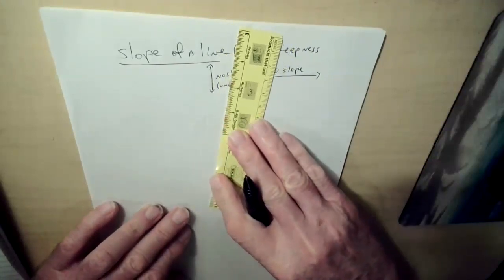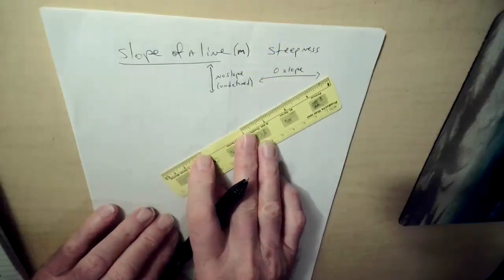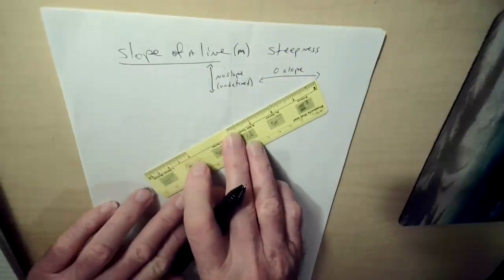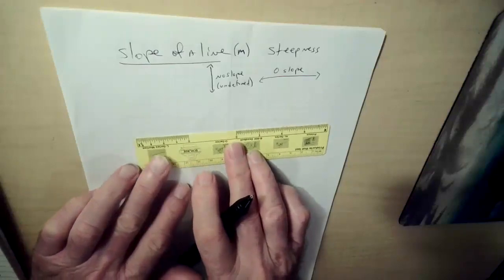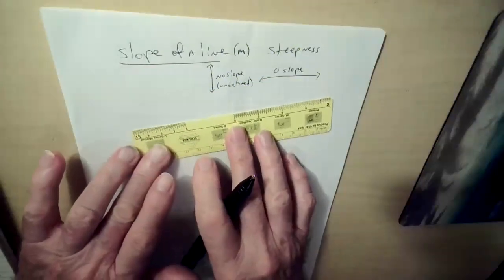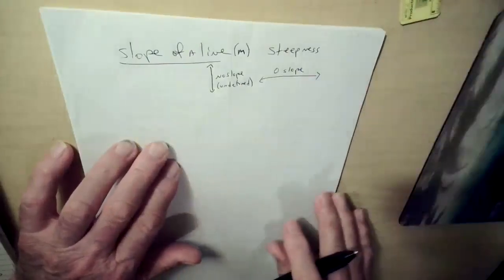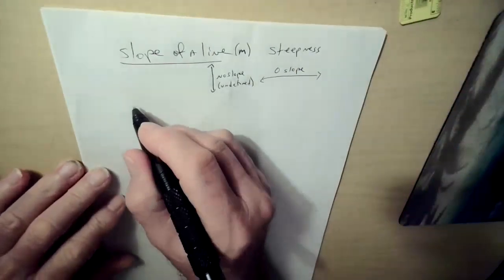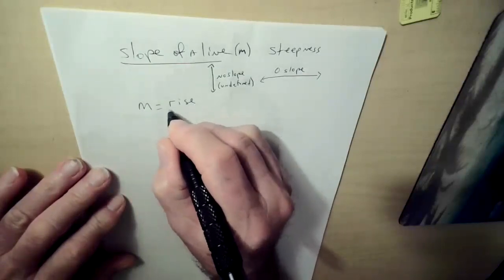Hopefully this will help you. There's a slope of like 9, right? Real steep. 8, 7, 6, 5, 4, 3, 2, 1. Half, a quarter. 9, 8, 7, 6, 5, 4, 3, 2, 1. 0. 0 slope. Okay. Hopefully that helps.